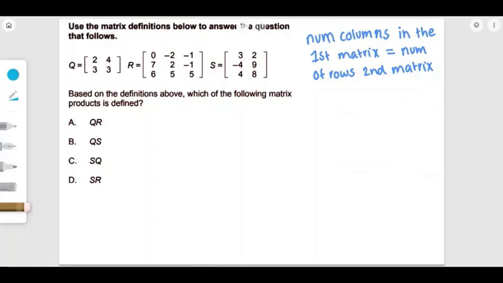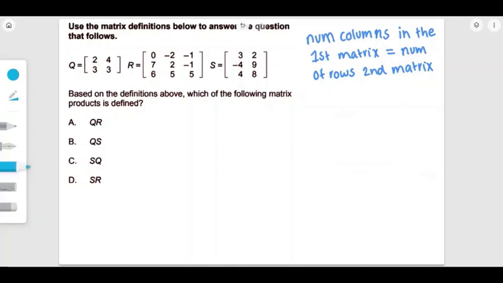Use the matrix definitions below to answer the question that follows. Based on the definitions above, which of the following matrix products is defined? As you can see here, the choices are in multiplication, and multiplication has a rule in the defined process.